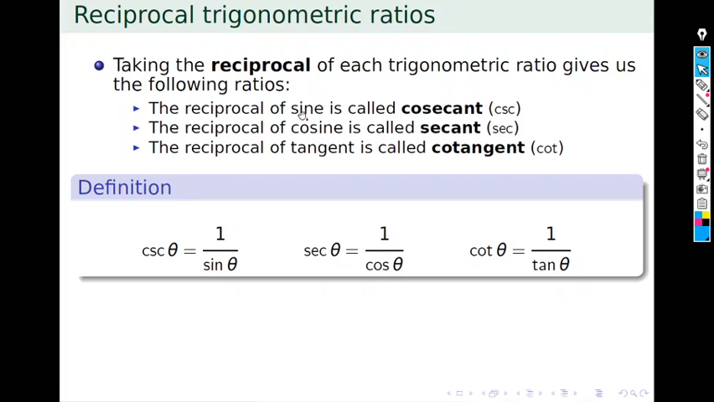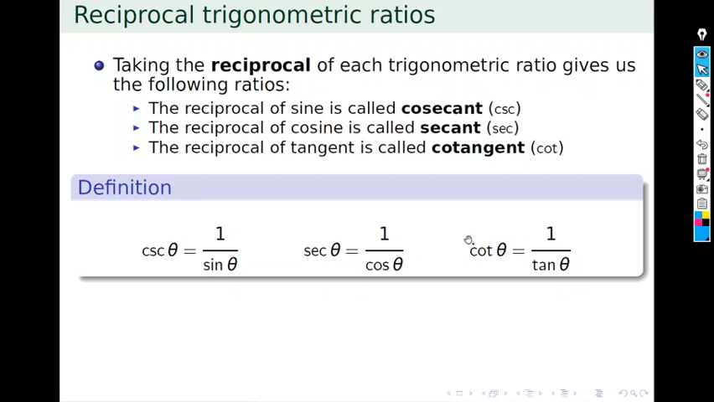Now, how do I remember that? The way I remember it is that they don't make sense. Surely it makes more sense that sine would go with sec, but not so. So I remember that it doesn't make sense, so I remember that the reciprocal of sine is cosec, and the reciprocal of cos is just sec.